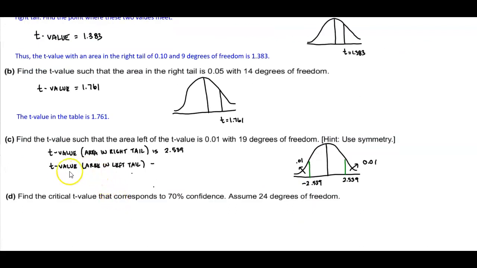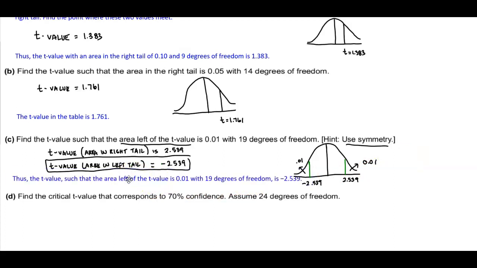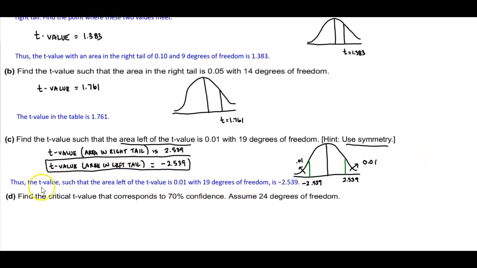So we can say that the t-value for the area in the left tail is going to equal negative 2.539, which is what we're looking for, because they're asking us to find the area to the left of the t-value. We're using symmetry to determine what that is. Let's write this out in a sentence. The t-value such that the area left of the t-value is 0.01 with 19 degrees of freedom is negative 2.539.